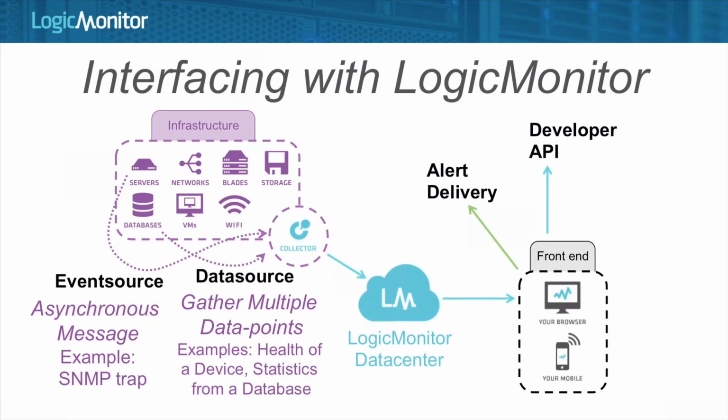Finally, you can use our developer API to interface with LogicMonitor. The API can be used to download data, manage devices, device groups, and collectors, manage alerts, manage dashboards, and more. Again, we have documentation around our API and how to use it in our help pages, help.logicmonitor.com. Both alert delivery and the developer API are ways that data flows out of LogicMonitor. So event sources, data sources, alert delivery, and the developer API are the four main mechanisms for interfacing with LogicMonitor.